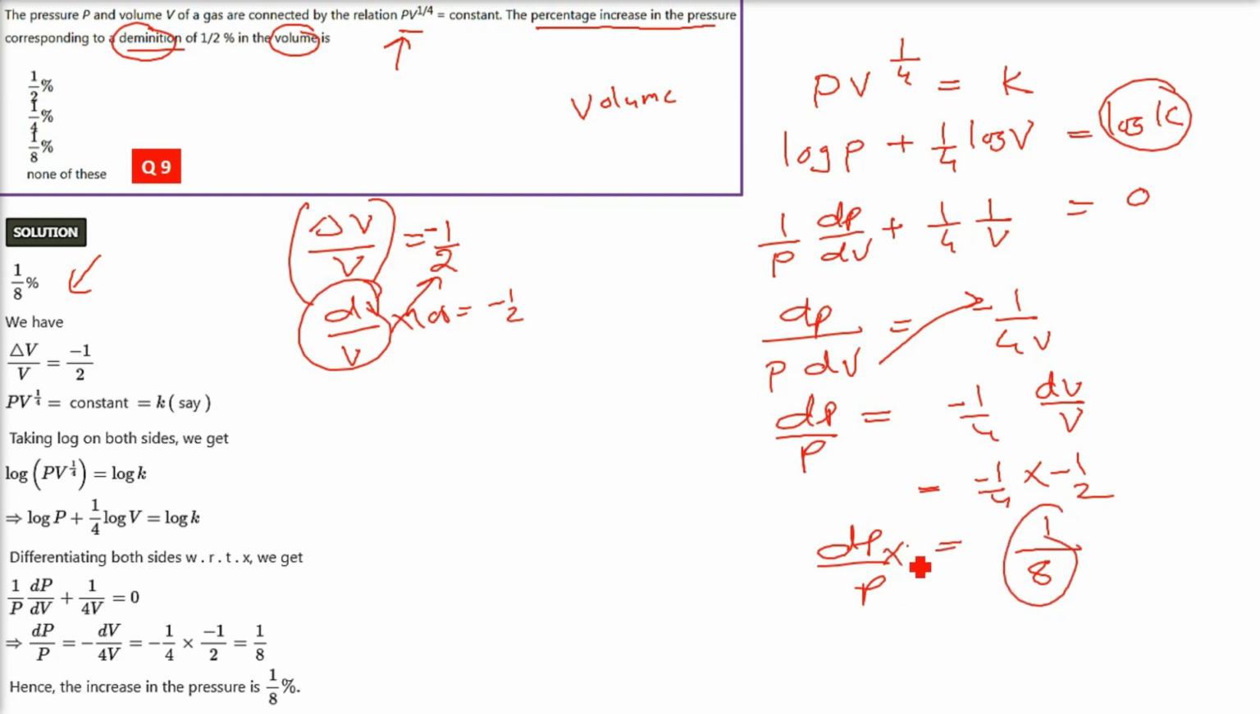So eventually this multiplied by 100 will get cancelled, and that is going to be 1/8%. So it's one of the same thing which we discussed earlier. You can do it like that, or this one also is true, 1/8%.